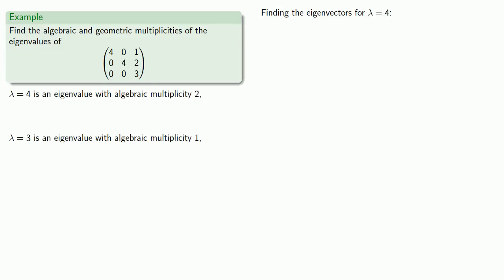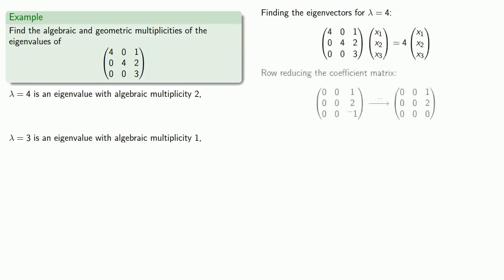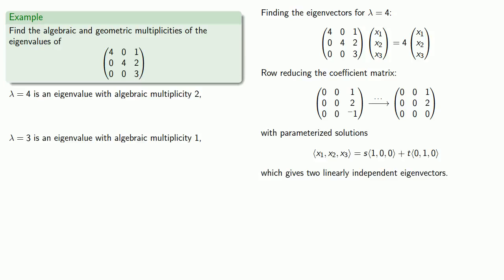To find the geometric multiplicity, we need to find the eigenvectors for lambda equals 4. So setting up our system of equations and reducing our coefficient matrix, we find that the eigenvectors have parameterized solution s times [1, 0, 0] plus t times [0, 1, 0]. And that means we have two linearly independent eigenvectors. So lambda equals 4 has geometric multiplicity 2 with eigenvectors [1, 0, 0] and [0, 1, 0].